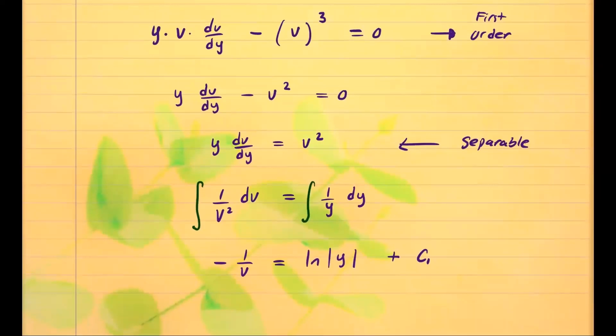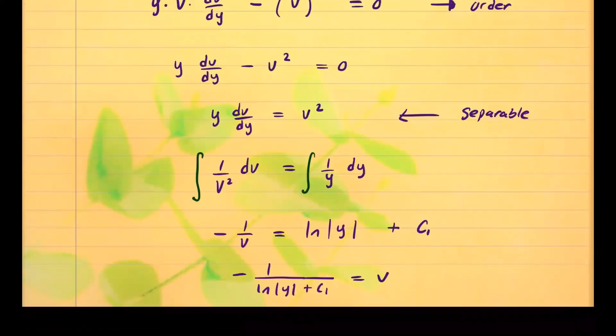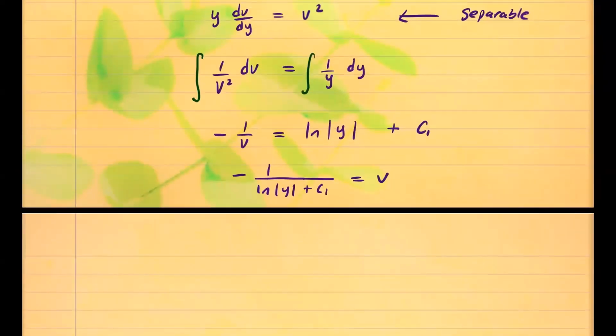Well, we're almost done, so let me go ahead and rearrange this a little bit. I'm going to multiply by negative 1 and move ln of y plus c1 to the left side. So this will give you negative 1 over ln of the absolute value of y plus c1 is equal to v. So this is what I get. And now let's just rewrite it. So v is equal to negative 1 over ln of y plus c1.